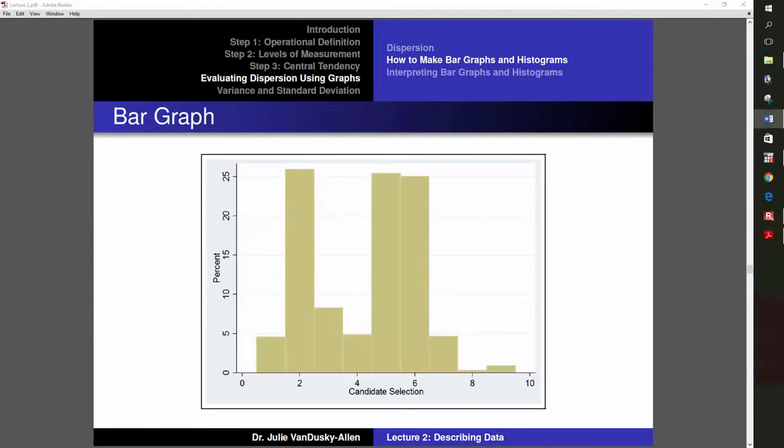Here is an example of a bar graph for the candidate selection variable. On the x-axis are the values 1 to 9. On the y-axis are the percentages, and each of these bars represents the percentage of cases in the variable that take on the values in each of the categories. So for category 2, about 27% of cases in the variable take on a value of 2.